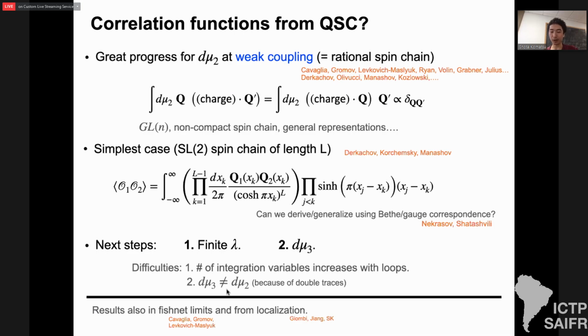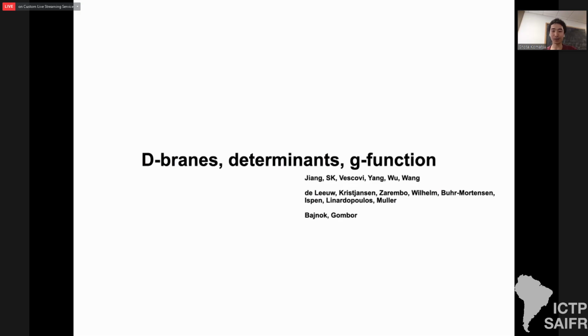Nevertheless, we should be optimistic because in some cases you can actually compute this measure for the 3-point function, for example in some fishnet limits or from localization. Okay, so this was it for the quantum spectral curve. And now I'm going to move to the second topic, which is about D-branes and determinants and g-functions.